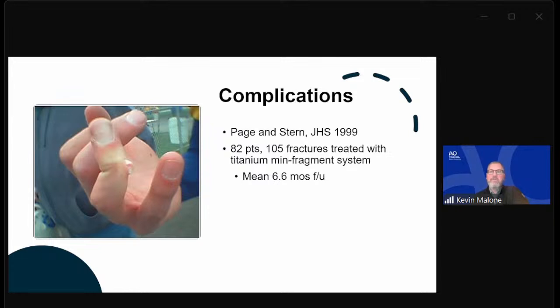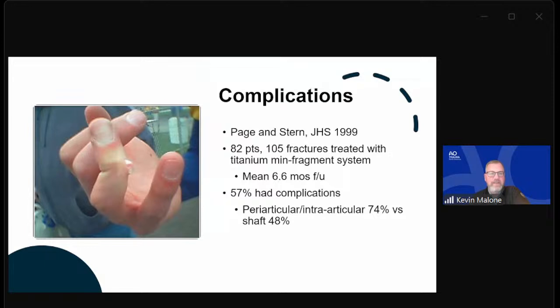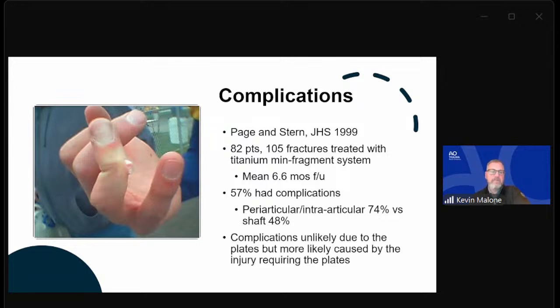These are our responsibilities as healthcare providers, both surgeons and therapists here in this group. This is an older article now from the late 1900s. Dr. Peter Stern and his group, 82 patients with 105 fractures managed with a titanium mini fragment plate set with greater than 6 months of follow-up. Over half had complications, a much higher incidence of complications with periarticular fractures. And one of their conclusions was that complications were unlikely due to the plate placement or the plate selection, but more likely caused by the degree and severity of the injury that ultimately required the plate fixation.